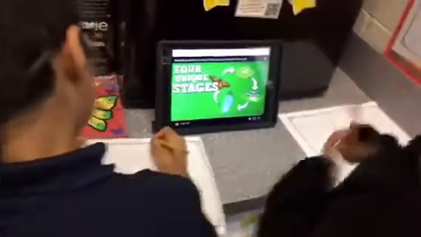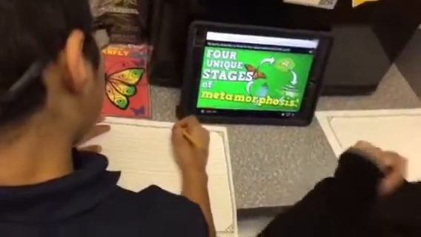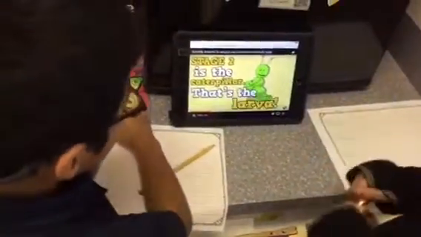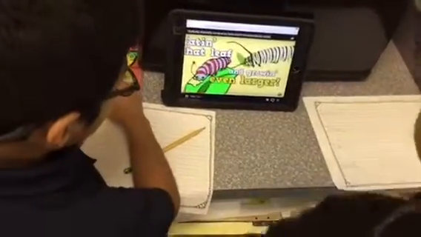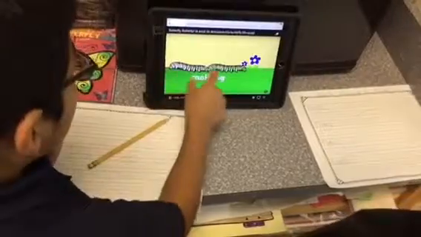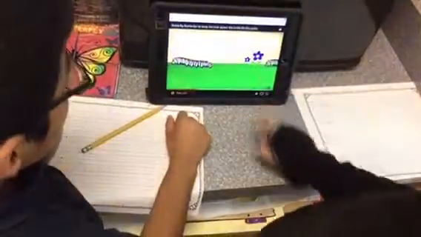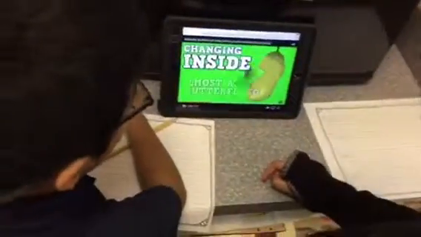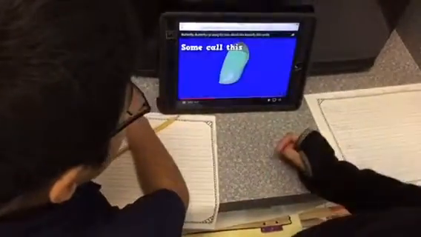I like it. In this particular center, the students had the opportunity to listen to the song and then write about the stages of the butterfly. And I love it because some of our students love music, and that's part of the multiple intelligences. So here you go.